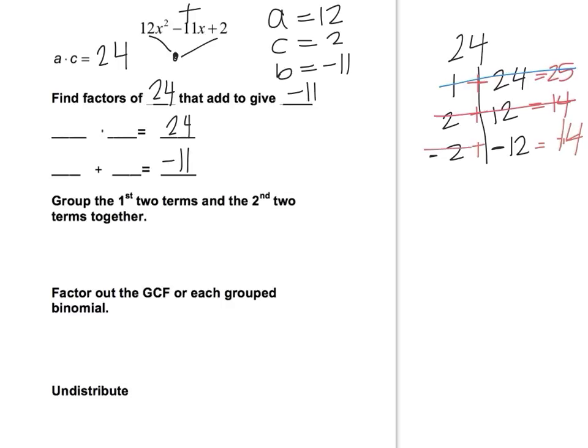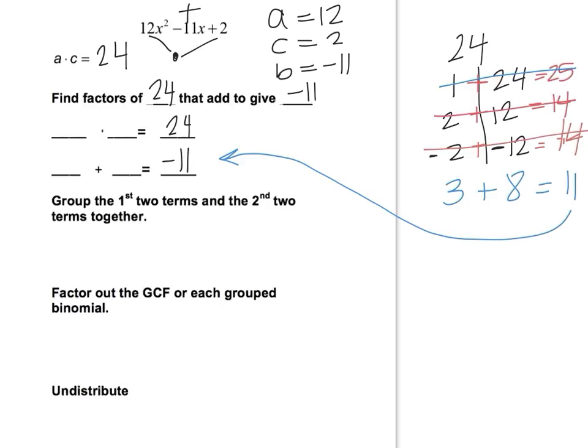So that's not what I want still. Okay, what else multiplies to give me 24? 3 times 8 multiplies to give me 24, and they add up to give me 11. You see how the number is there, but it's negative?